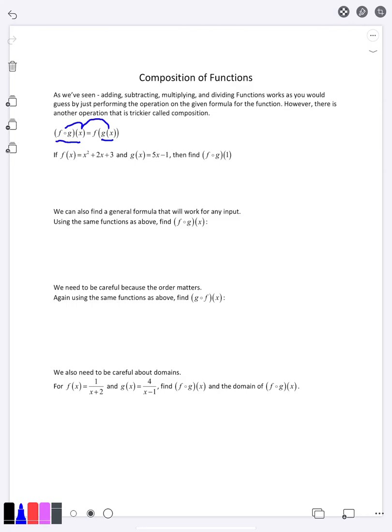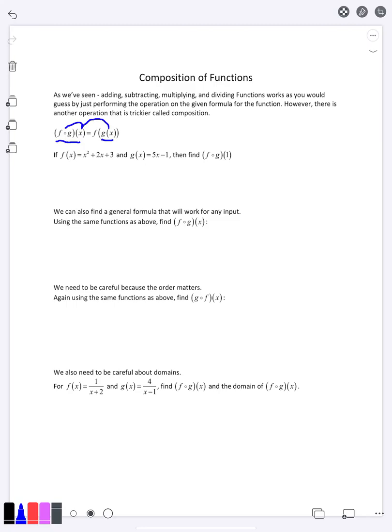Okay, so let's look at an example here. It says f of x is x squared plus 2x plus 3, and g of x is 5x minus 1. And we're trying to find f composed with g of 1. So that means that we're going to plug 1 first into the g function, and then we are going to get that result and plug it into the f function.